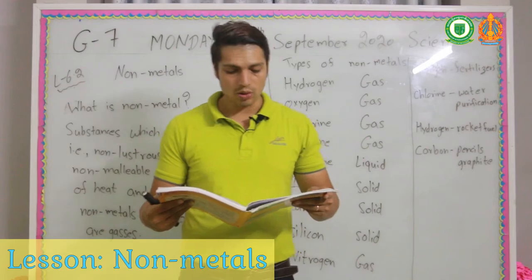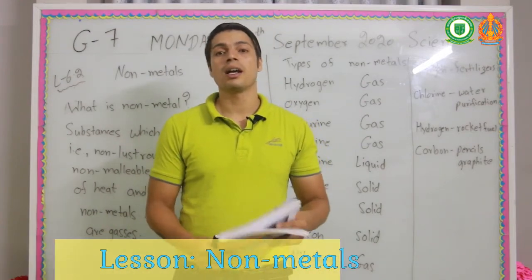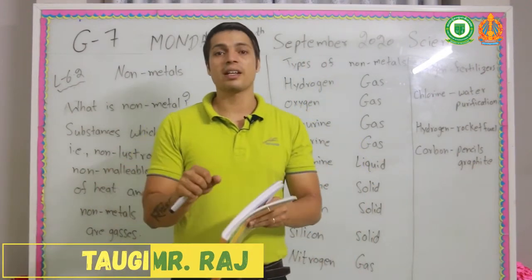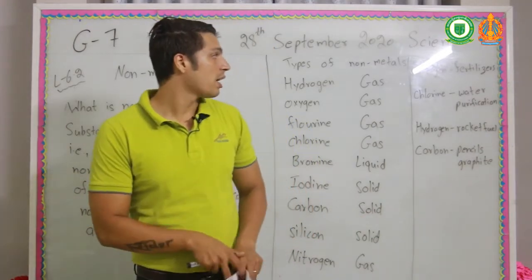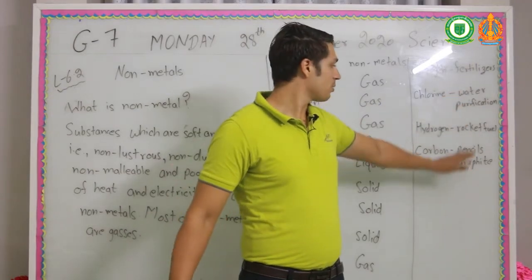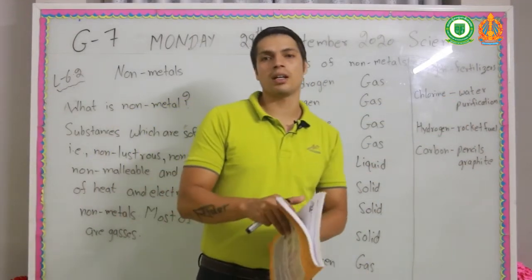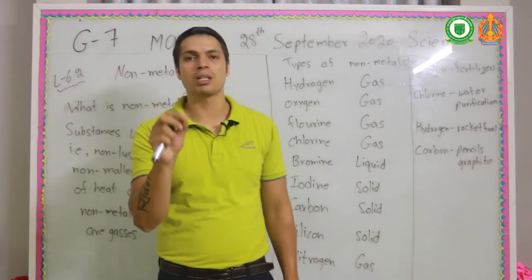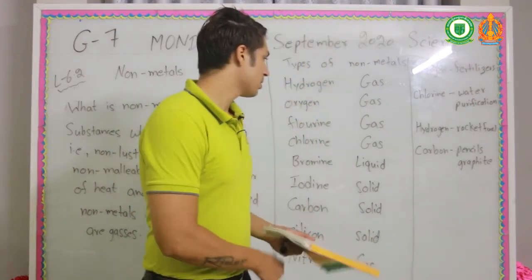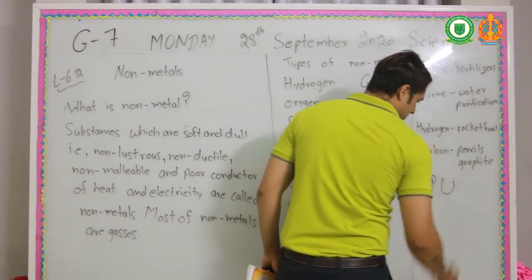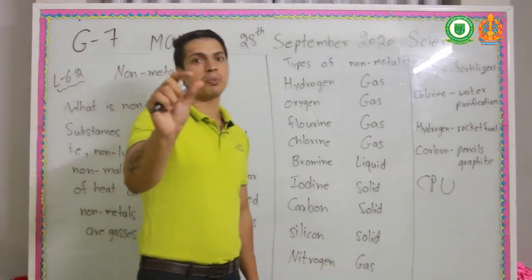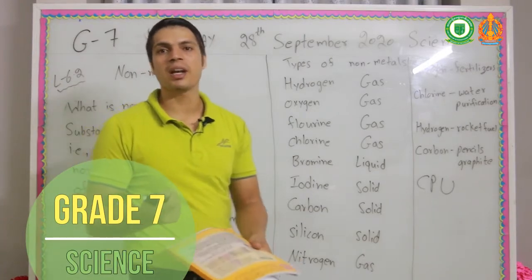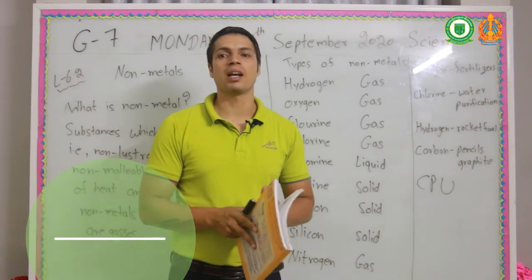Mostly non-metals are not strong, like a pencil. You can break it easily with your hand, so that means it's not that strong. And silicon is used to make computer chips. If you see the motherboard of a computer, the CPU, you will see small black chips in there. Those chips are made out of silicon, and they are not that strong, they can be broken easily with hands, whereas metals cannot be broken with hands.